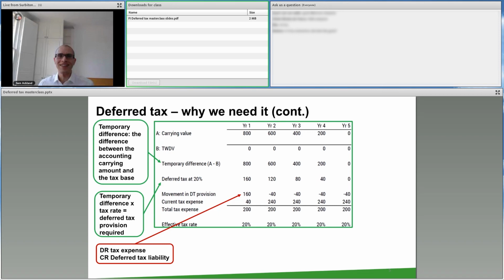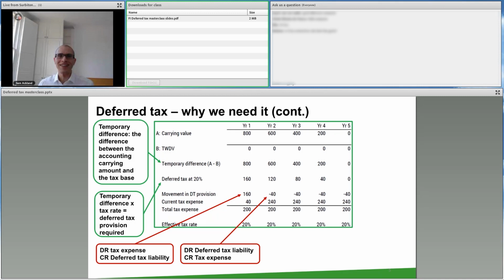Okay, so why do we need this situation with deferred tax then? Well, we said we've got that extra tax expense coming in year 1. Look what happens in year 2. In year 2, the temporary difference has gone down to 600. If I times that by 20%, which is my tax rate, of course, I get to deferred tax that's needed now of 120. That means if I started with a deferred tax provision of 160, I now need to reduce it to 120.